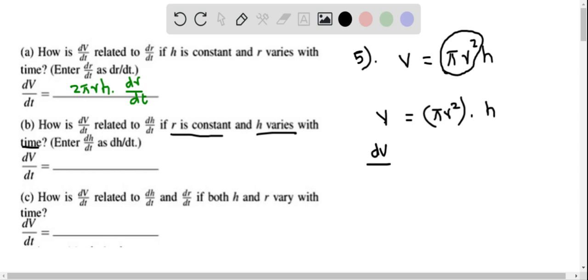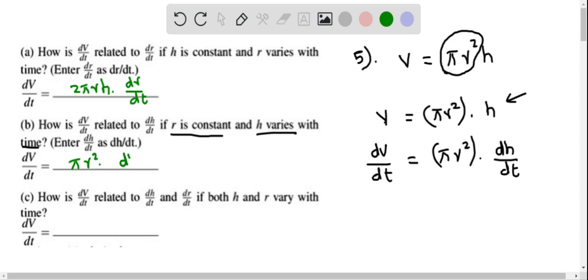That is dv by dt is the derivative of v with respect to time, and this equals, once again we use the constant multiple rule. So we put the constant as it is and find the derivative of h with respect to time, which is dh over dt. So this is how the volume is related when r is constant and h varies with time. So I'm going to write down the answer for part B, that is pi r squared times dh over dt.